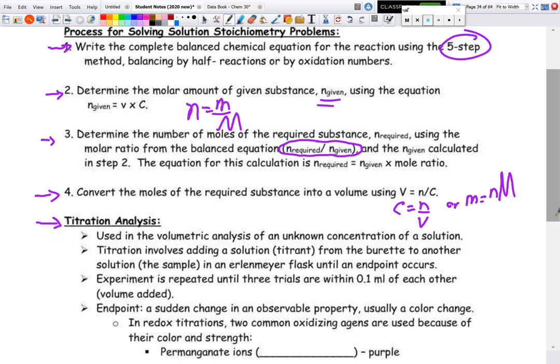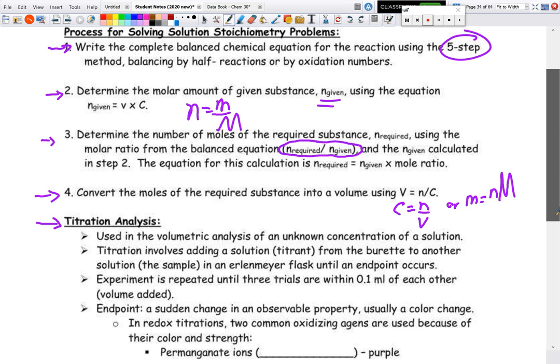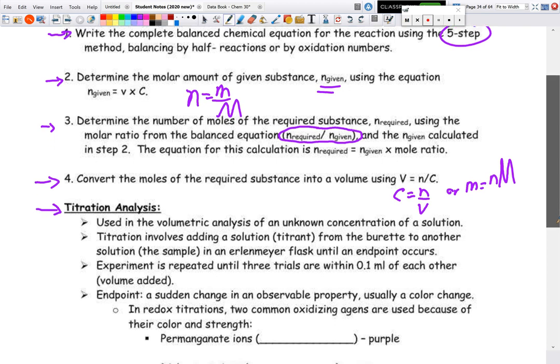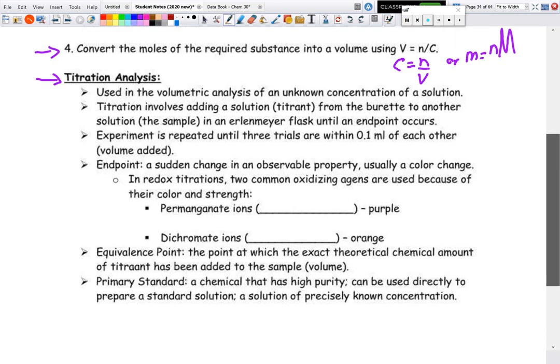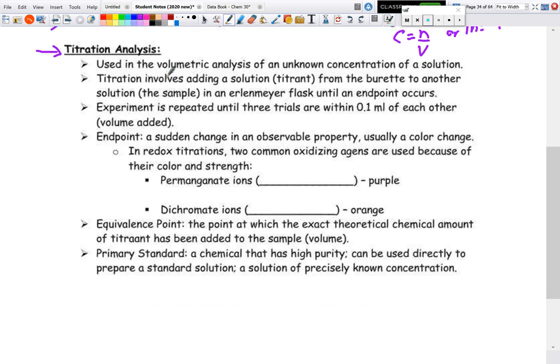For those of you it's been a while since you've done titration, you can always YouTube some videos on titrations, what they are, to refresh your memory. But we've done a titration analysis at the beginning of the school year as well, getting set up for this. So a titration uses volumetric analysis. We use volumes of a solution of unknown concentration and of course a known one. Our titration involves adding a solution, which is our titrant, from the burette to another solution, which is a sample, found in an Erlenmeyer flask.